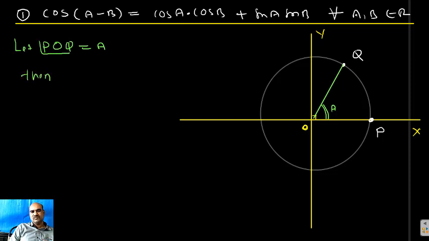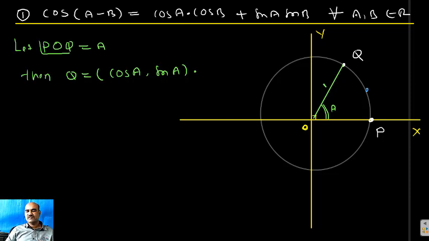Then assume that this is a unit circle. So what can I write then? Directly I can write the Q coordinates as r cos theta, r sin theta. r means 1 only, theta means A only. Directly I can write cos A, sin A.